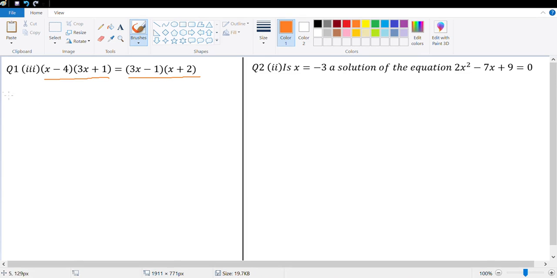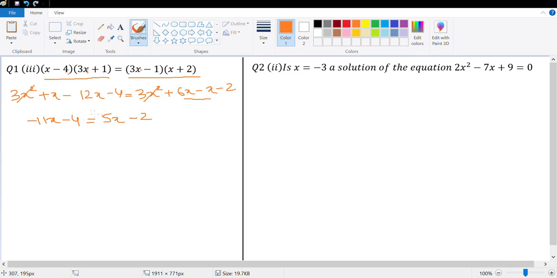So this would be 3x squared plus x minus 12x minus 4. 3x squared plus x minus 12x minus 4 is equal to 3x squared plus 6x minus x minus 2. 3x squared and 3x squared get cancelled. So this is negative 11x minus 4 is equal to 5x minus 2.